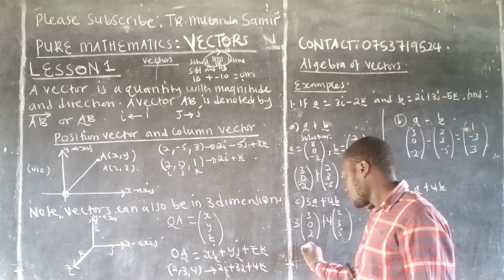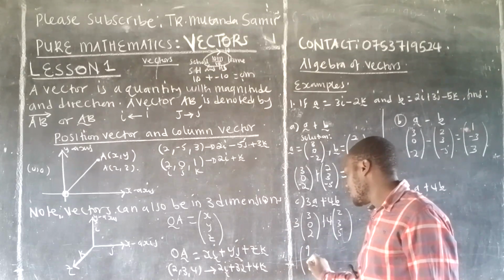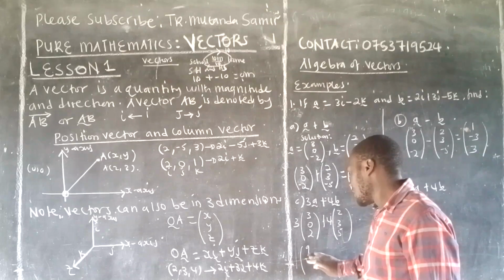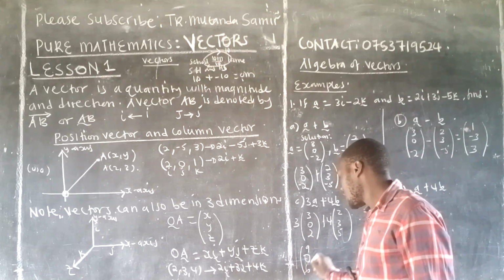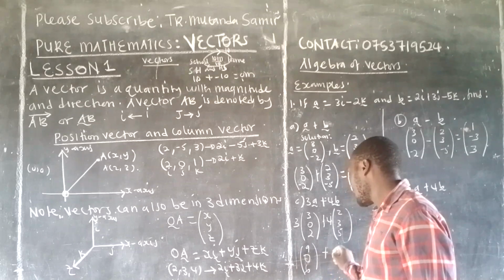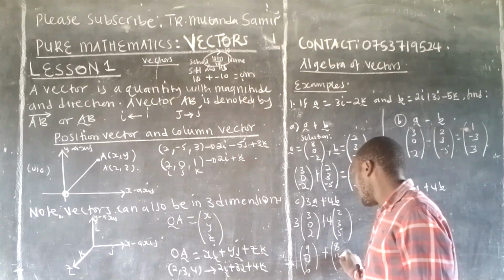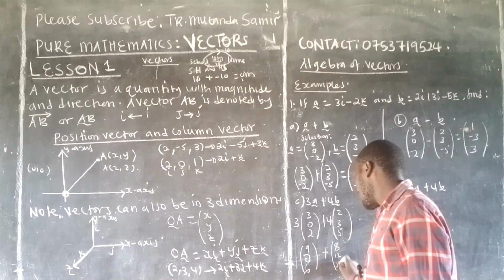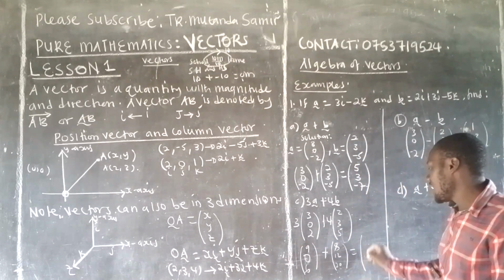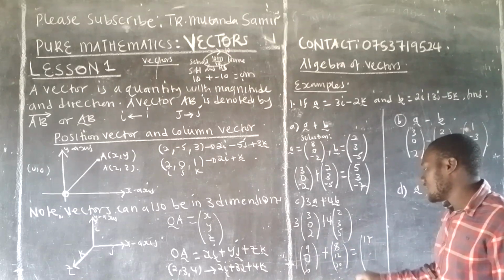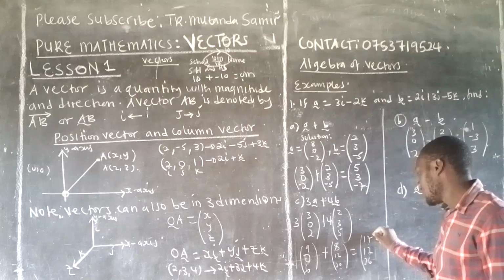Multiplying, we shall have 3 times 3 is 9, 3 times 0 is 0, 3 times 2 is 6. Plus, multiply 4 times 2 is 8, 4 times 3 is 12, 4 times 5 is 20. That's what we have. Then you can add finally: 9 plus 8 is 17, 0 plus 12 is 12, 6 plus 20 is 26.